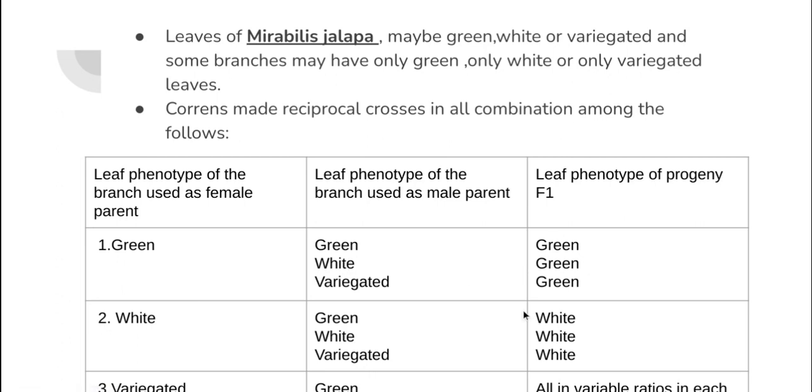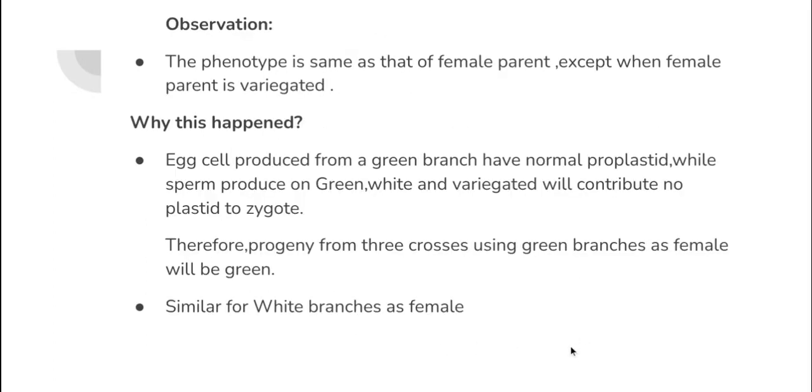So what we are observing here is that the progeny phenotype is the same as that of the female parent. If the female parent is green, then the progeny is green, no matter what the phenotype of the male parent is. If we take the female parent as white, then the progeny are all white, and in variegated, different proportions of leaves are seen. So why did this happen? When a green plant is taken as female, all the progeny become green. When a white plant is taken as female, all the progeny become white. But when we take a variegated female parent, different ratios of progeny come.